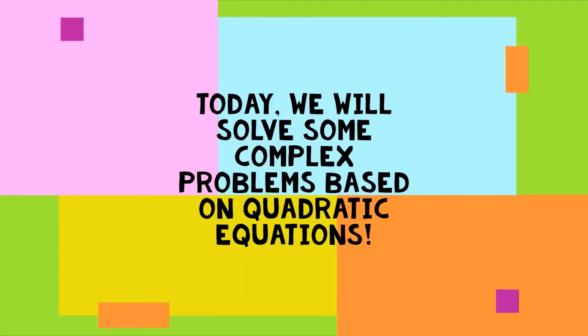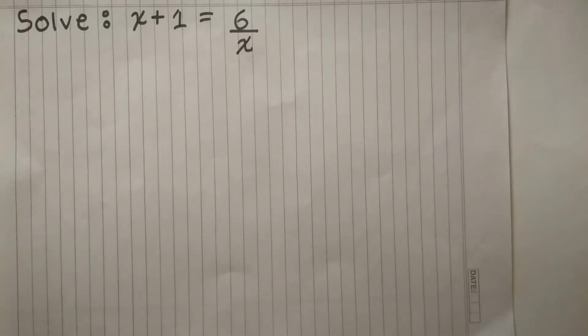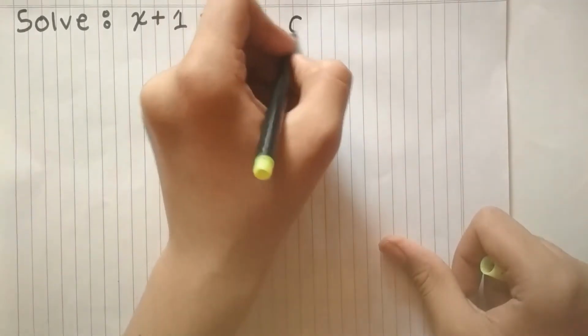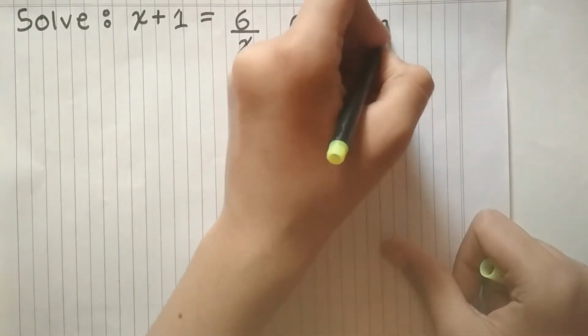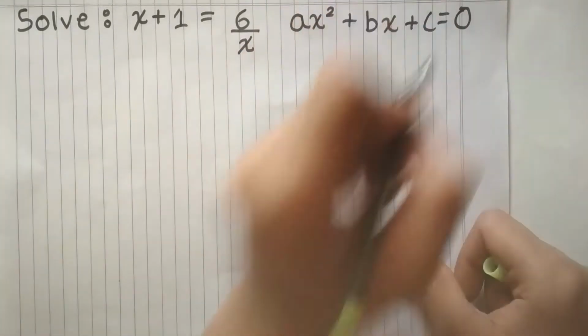Today, we will solve some complex problems based on quadratic equations. The question is x plus 1 equals 6 divided by x. This is not the standard form of a quadratic equation and we have to convert it into the standard form, that is ax squared plus bx plus c equals 0.